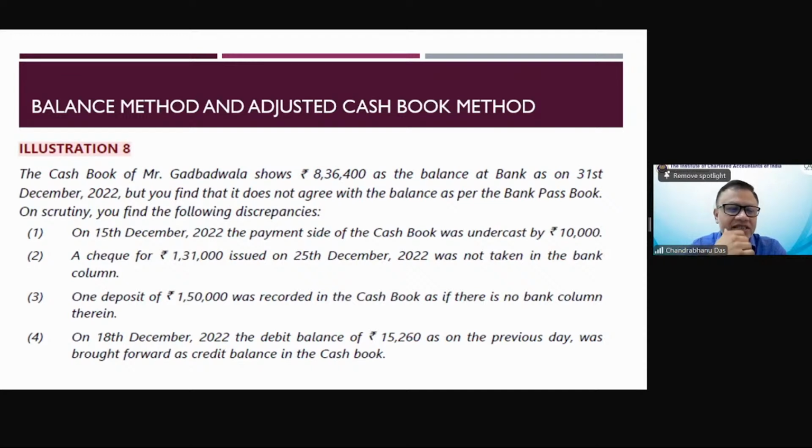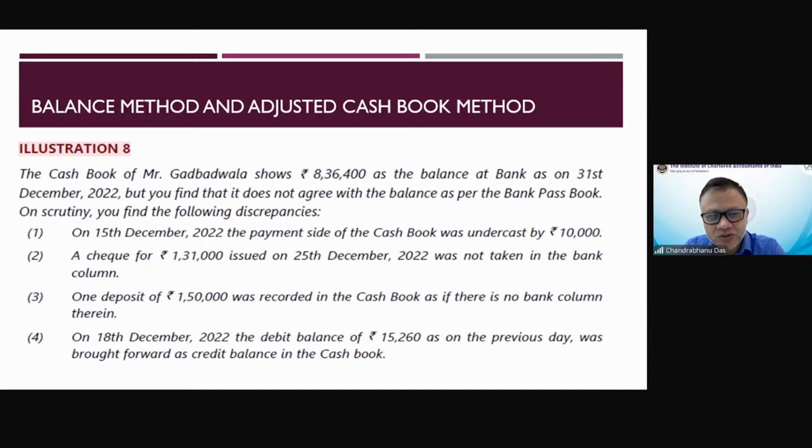Okay. Is it mentioned in point number 2? Sir, it was issued on 25th December. Then what is written? Was not taken in the bank column. What does it mean? बैंक कॉलम में एंट्री नहीं हुई है. तो बैंक कॉलम में एंट्री नहीं हुई मतलब किसने एंट्री नहीं किया? कैश बुक एरर. कैश बुक एरर है.